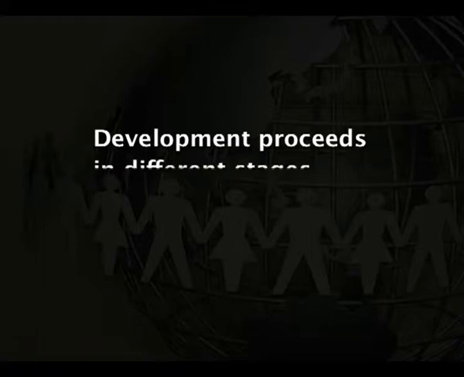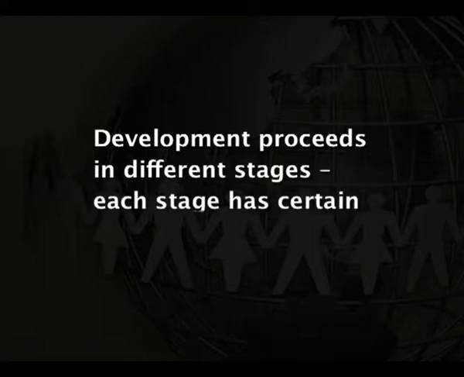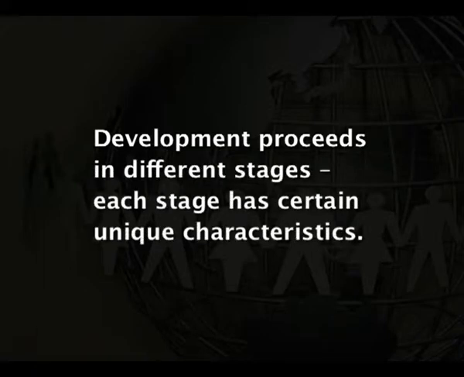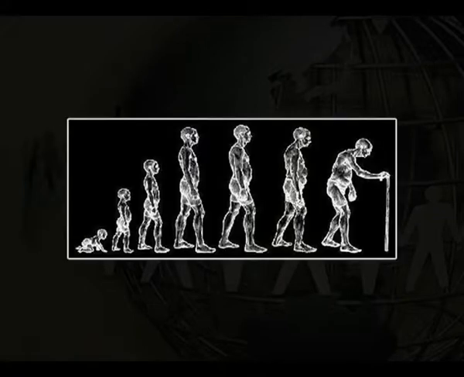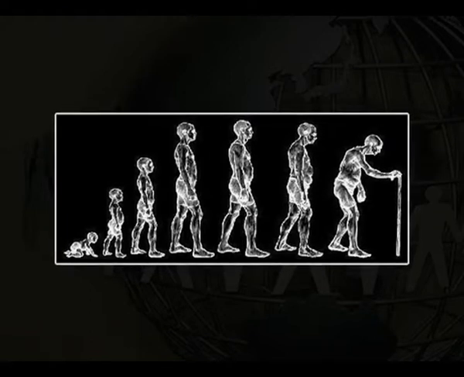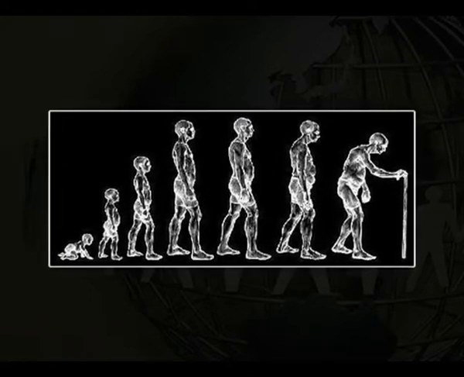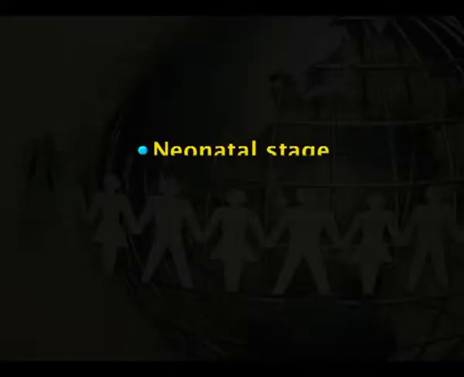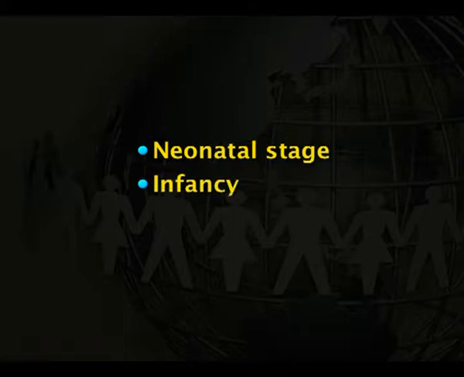Development proceeds in different stages. Each stage has certain unique characteristics. The total human lifespan is divided into various stages, as each stage has its unique behavior patterns. In each stage, certain traits or behavioral characteristics stand out more prominently than others. For example, the neonatal stage, infancy and early childhood stages are distinctive from one another.